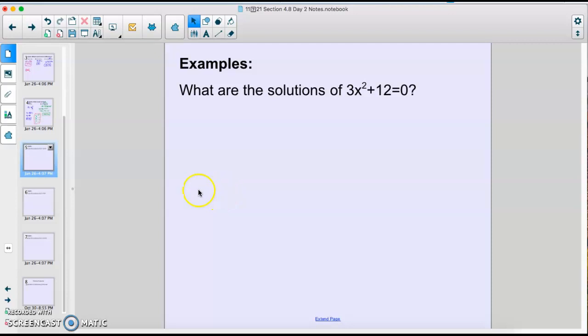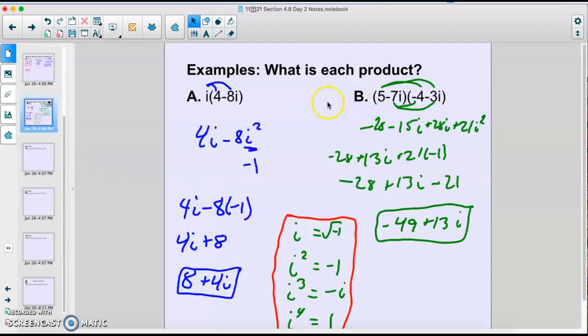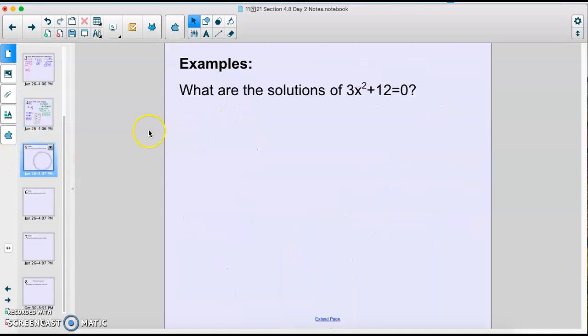All right, part two here. We just got done foiling and distributing and stuff like that when we're multiplying. Now we're going to start solving equations, and we're going to solve them just like we would, except chances are, the times where we'd come across a no solution, now we can actually say what the solution is.